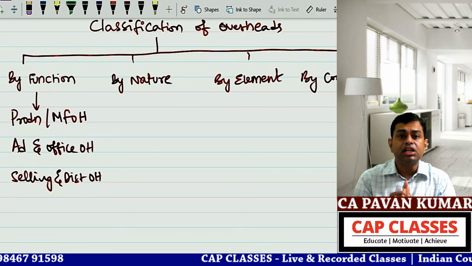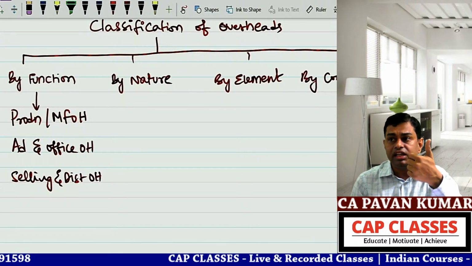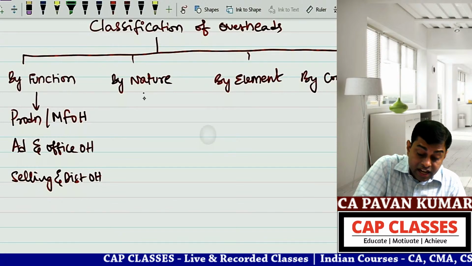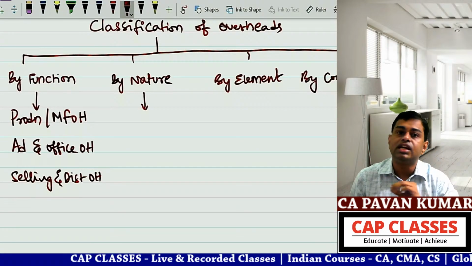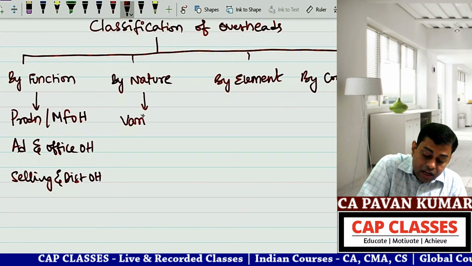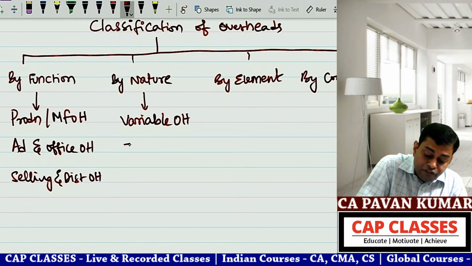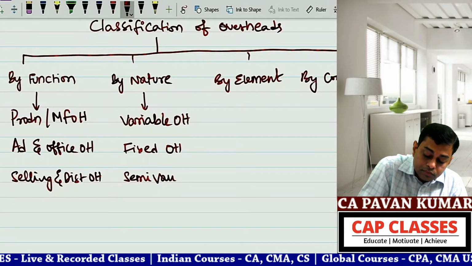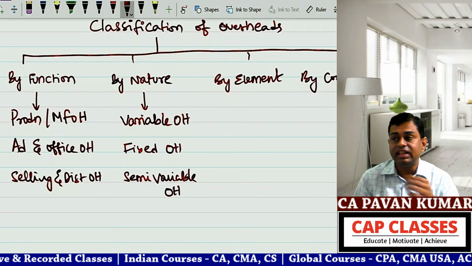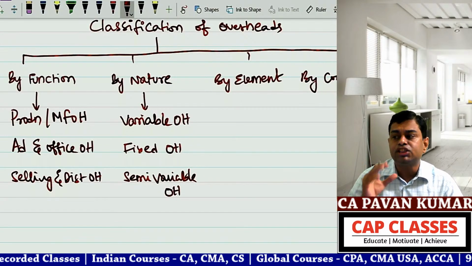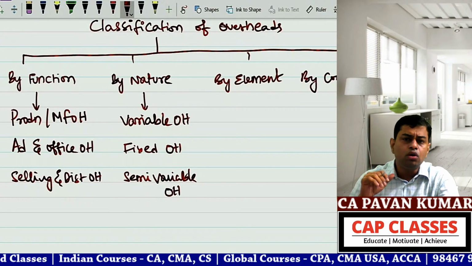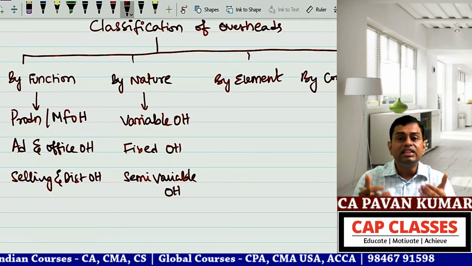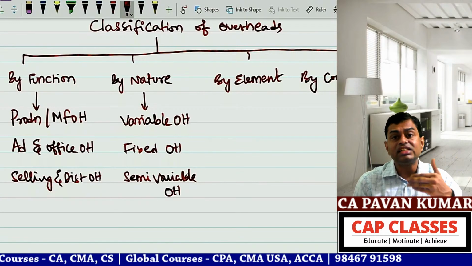By function, overheads are broadly classified into 3: production overheads, administration overheads, selling and distribution overheads. This is like your cost sheet. Nature is something similar to your marginal costing. What are they? Variable overheads, fixed overheads, semi-variable overheads. There is yet another thing called step fixed overheads, but that is not discussed in our book, so let us not go into that. So by nature, overheads are classified into 3: variable overheads, fixed overheads, semi-variable overheads.